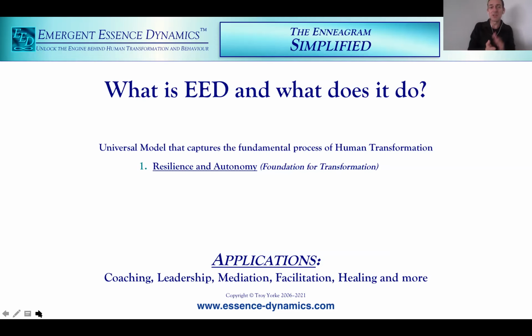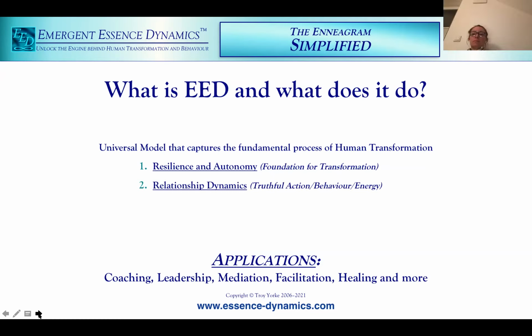So emergent essence dynamics takes a resilience-oriented approach towards transformation. And it is a behavioral approach towards transformation. So we're looking at relationship dynamics. What's the truthful action, behavior, and energy of the person in every moment? We're not listening to the words and the language because the language doesn't always match up with the behavior. Sometimes we're getting split signals. So we're looking at what do people do, not what they promise, so to speak. So it's anti-politics.